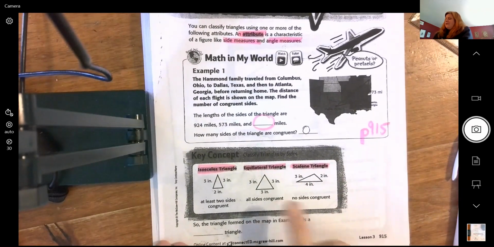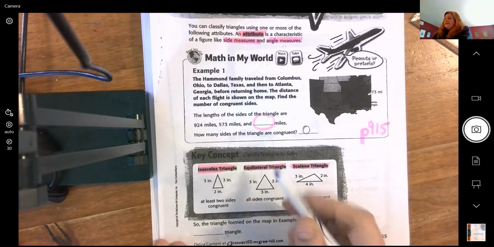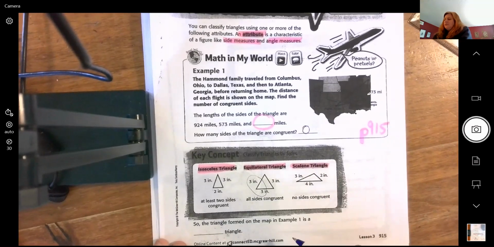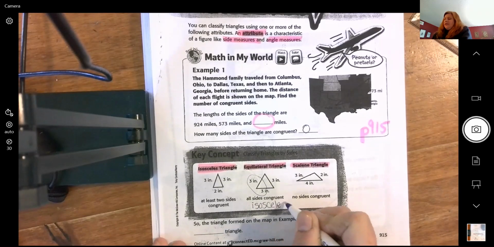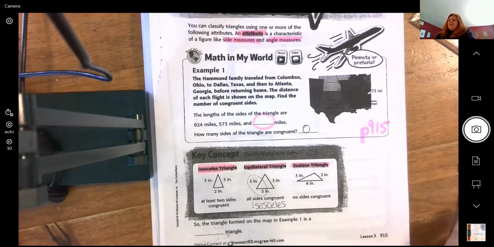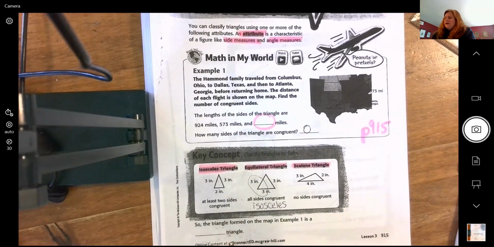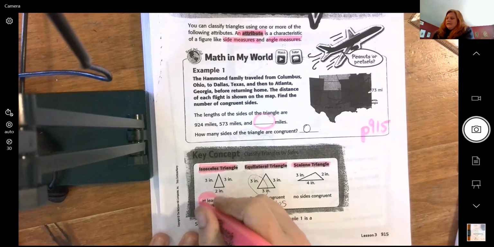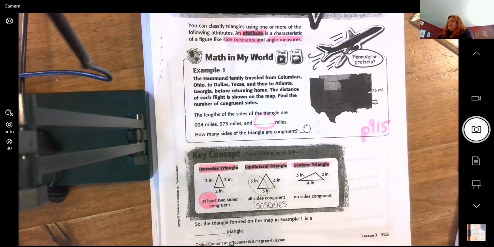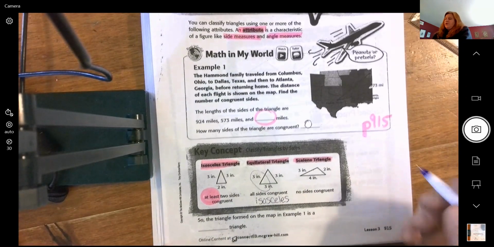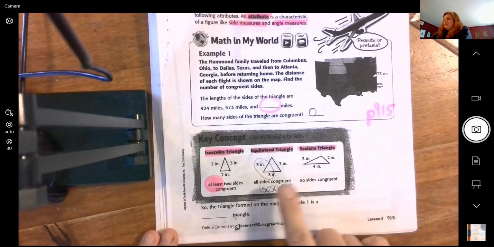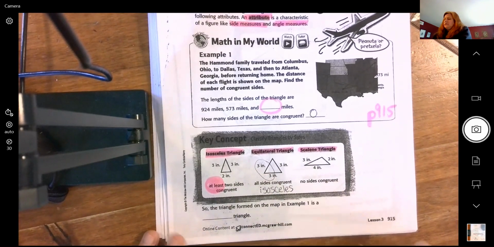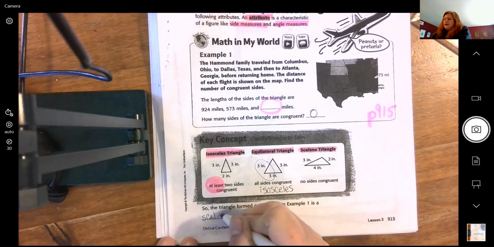Now an equilateral triangle has at least 2 sides congruent. So an equilateral is also considered an isosceles. That's a little hard to understand because it's not that it has to have exactly two sides. It says at least, and that's a point I usually forget. So what type of triangle is found up here? All sides, two sides, or no sides? No sides. Scalene.